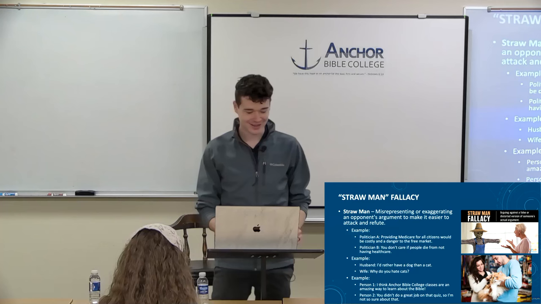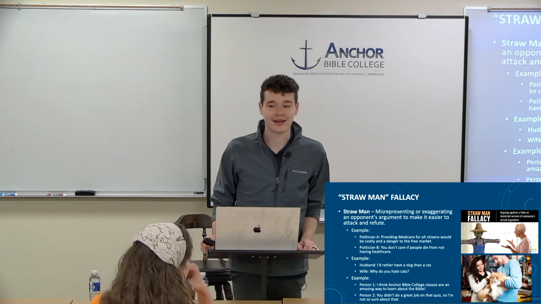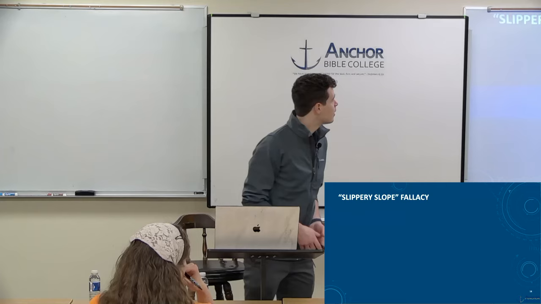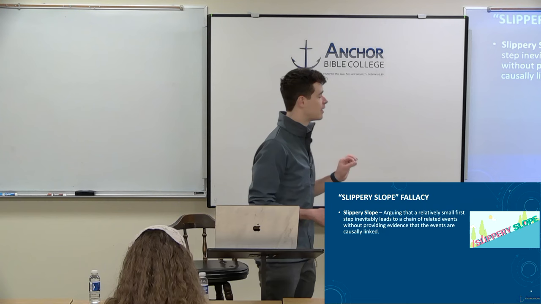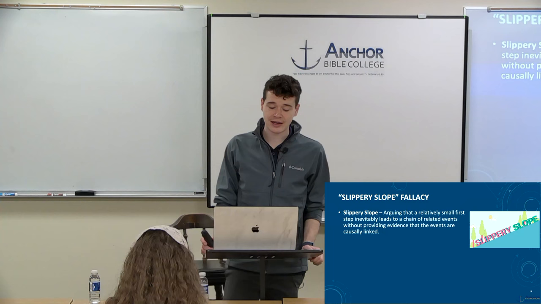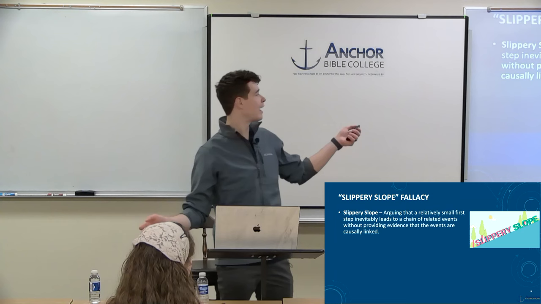So the straw man fallacy is something that's pretty easy to spot, but also pretty easy to commit. Okay, slippery slope fallacy. This one is interesting, and I'm going to try to be nuanced with it, but we want to define it first. Arguing that a relatively small first step inevitably leads to a chain of related events without providing evidence that the events are causally linked. That last phrasing is important.